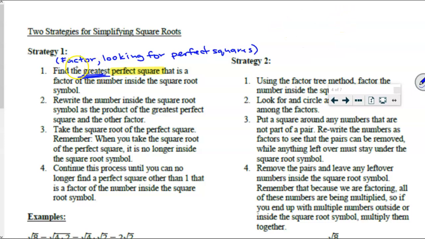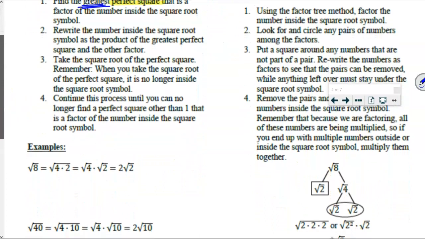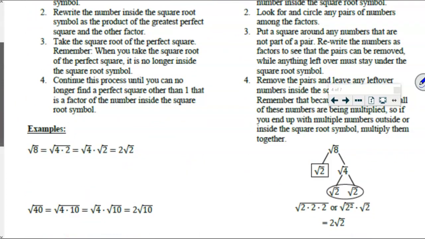First thing first, we're going to factor and we're going to look for perfect squares. The next step is we're going to rewrite those numbers inside of the square root symbols as the product of the greatest perfect square and the other factor. Here's what it looks like. Square root of 8. So let's start with 8. What are the factors of 8? 2 and 4. And do we see a perfect square? Yeah. So we're going to write the square root of 8 as the square root of 4 times 2. Nothing crazy there, right? We're just breaking 8 into its two factors.